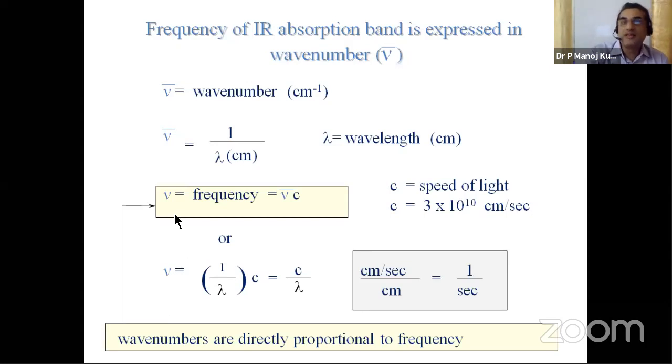So there are two methods of expressing the position at which an IR absorption band will happen, either in terms of wave number or in terms of frequency. In all cases, we will be expressing it in terms of wave number only. And how is wave number related to frequency? You divide frequency by the velocity of light.